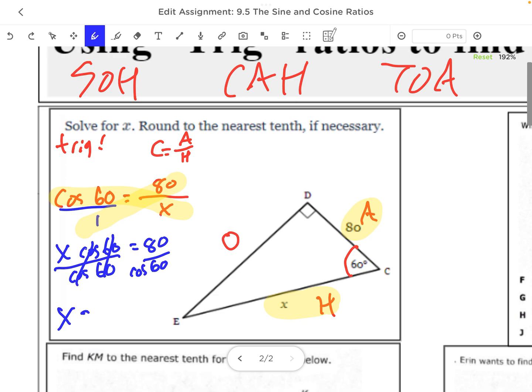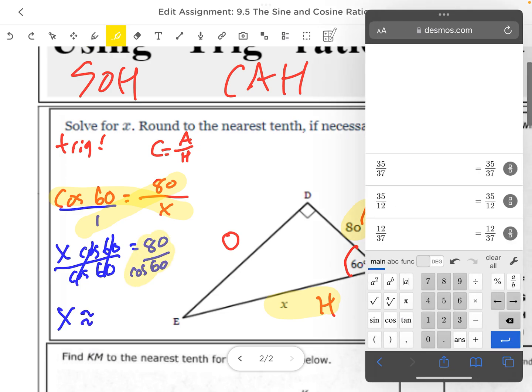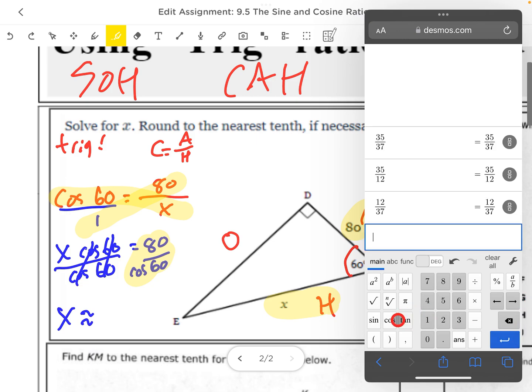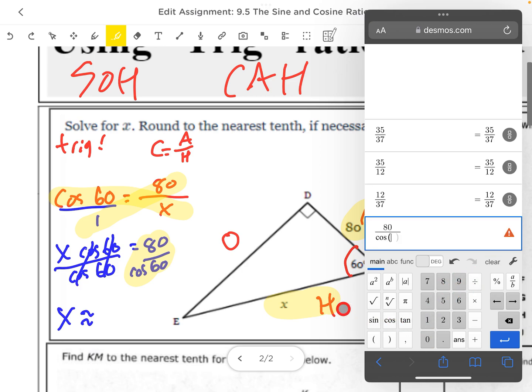So x is approximately... Now we're just going to type this into our calculator. Let's pull it up. Make sure we're on degree mode, so it should say degree. So let's put 80 divided by cosine of 60. And it tells us it is 160.